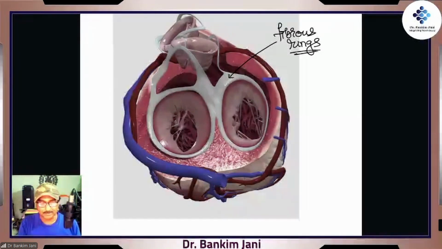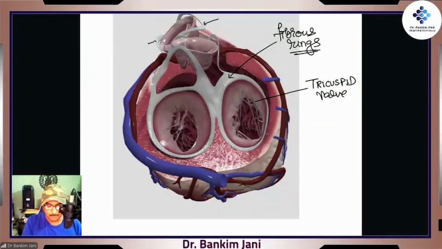So these fibrous rings, they give support. See, you can see it over here, right? All these things. See how nicely you can see this is one cusp, this is the second cusp, and this one is the third cusp. 3 cusps. So this means this one would be a tricuspid valve, right? This one is a tricuspid valve.